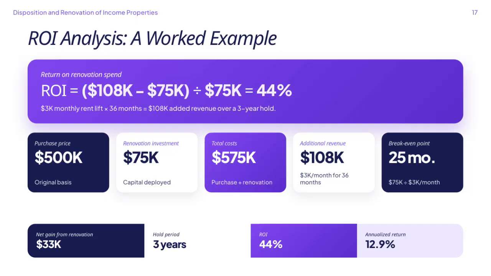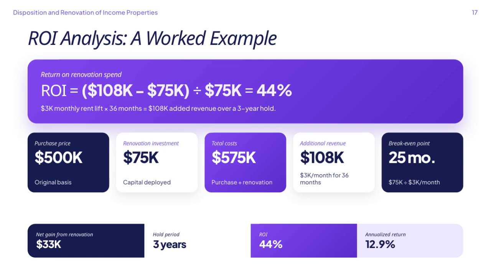Let's walk through a return on investment analysis for a property disposition and renovation example. We start with a purchase price of $500,000. On top of that, we invest $75,000 into renovations, bringing the total capital deployed to $575,000. The key benefit comes from the increased rental income. After renovations, the monthly rent lifts by $3,000. Over a whole period of 36 months, or 3 years, that adds up to $108,000 in additional revenue.